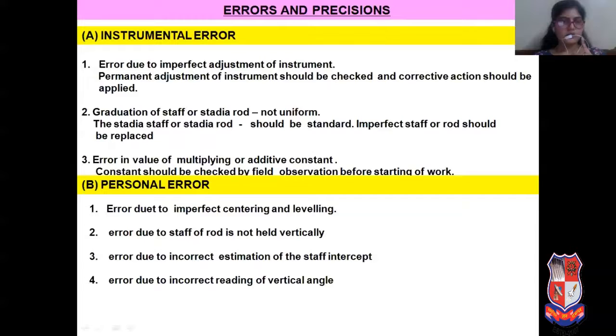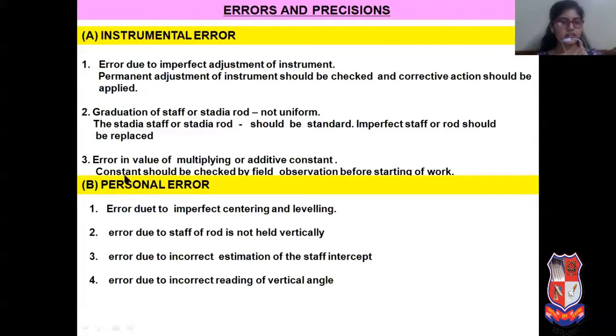There are various errors which may occur during a tachyometry survey. We will discuss all these errors here. The first error is instrumental error, which is error due to imperfect adjustment of the instrument. The second one is graduation of the staff or stadia rod not being uniform. The third one is error in the value of the multiplying or additive constant.